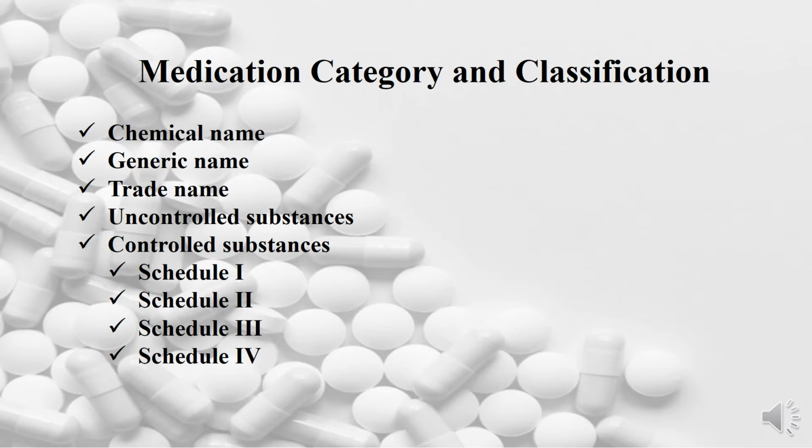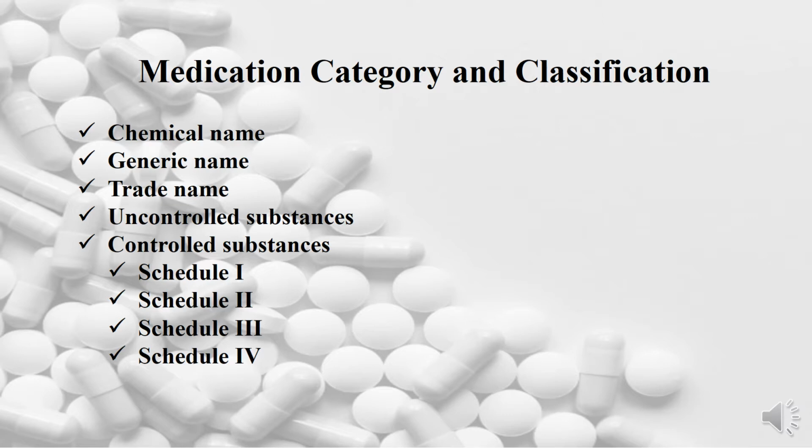A trade name is the brand name or a proprietary name the company that manufactures the medication gives it. One medication can have multiple trade names, like Advil or Motrin, which are all trade names for the generic medication ibuprofen. Then there are controlled and uncontrolled substances. Uncontrolled substances require monitoring by a provider, but do not generally pose risk of abuse and addiction. Antibiotics are an example of an uncontrolled prescription medication.